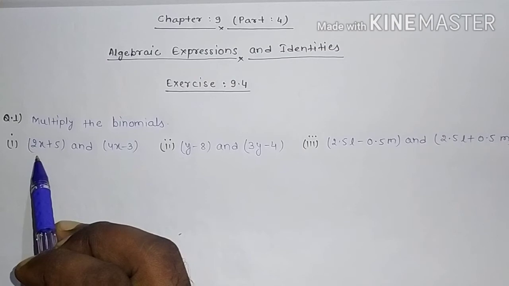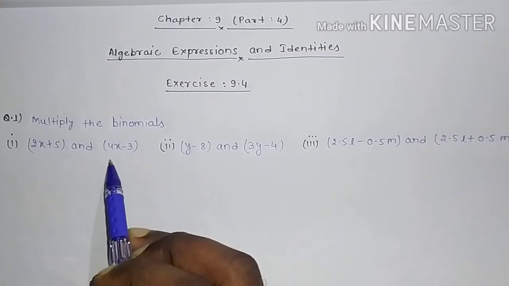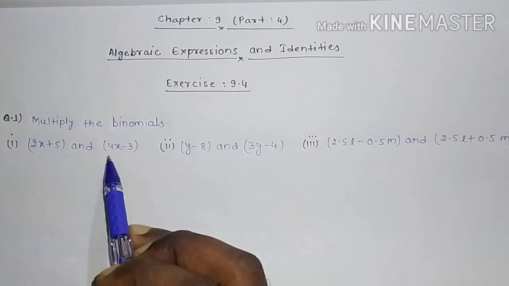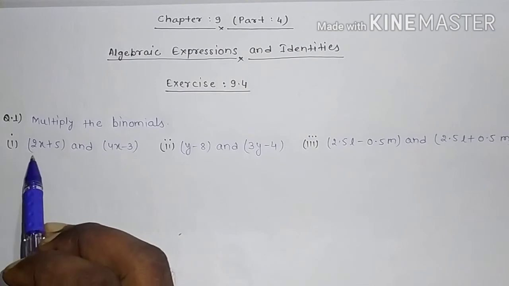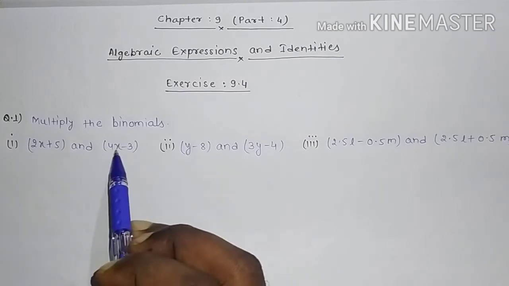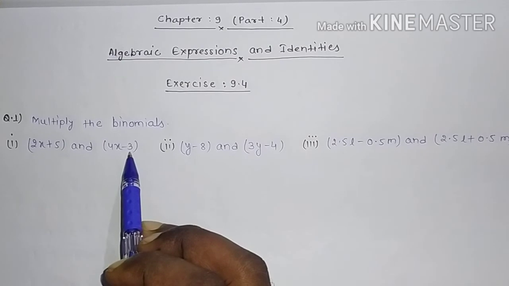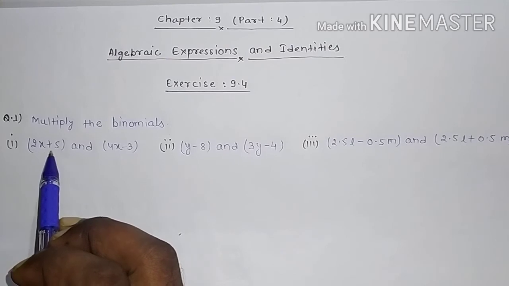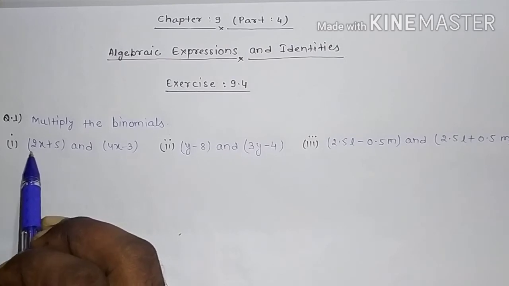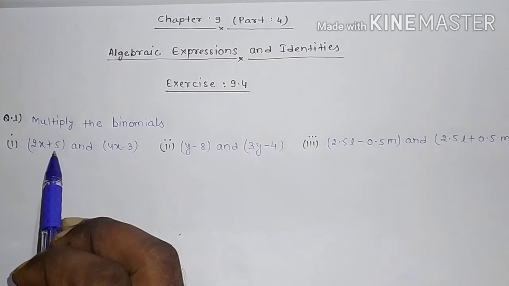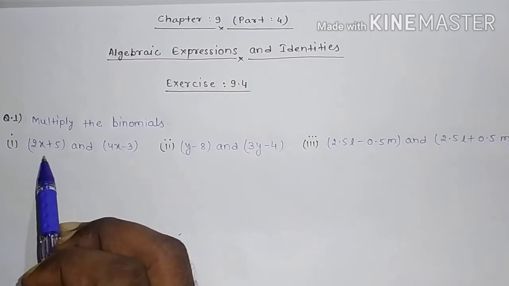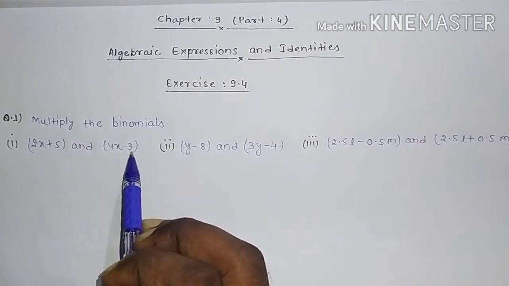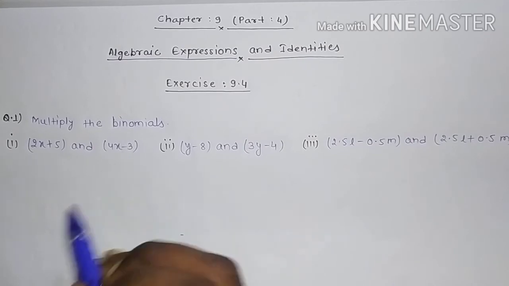There are two binomials given and we have to multiply them. Binomials means algebraic expressions having two terms. The first binomial is 2x plus 5 and the second one is 4x minus 3. In 2x plus 5, 2x is the first term and 5 is the second term, that's why it's a binomial. Similarly in 4x minus 3, 4x is the first term and minus 3 is the second term, so this is also a binomial. So just multiply it.